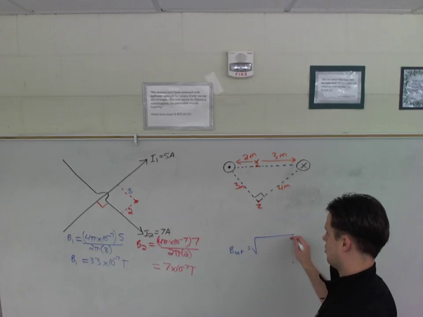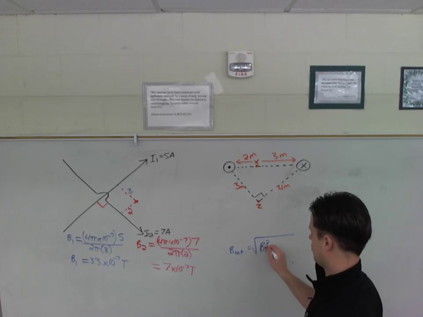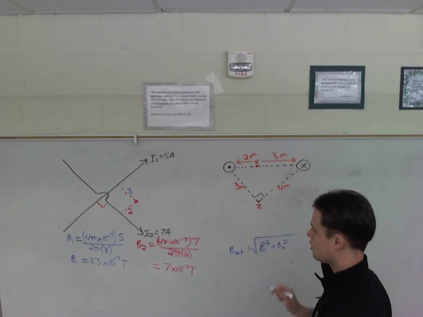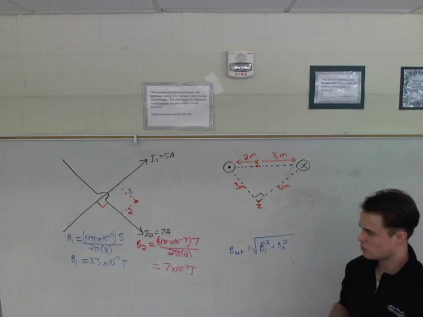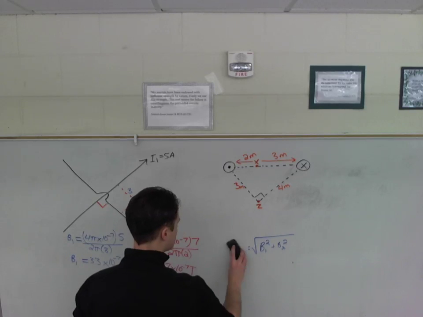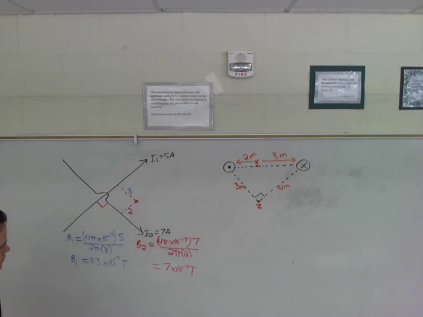Square root of b1 squared plus b2 squared. Now I don't think we're going to have to do that in this case, because don't they have exactly opposite or the same direction? Let's use our right hand rule and think about that.